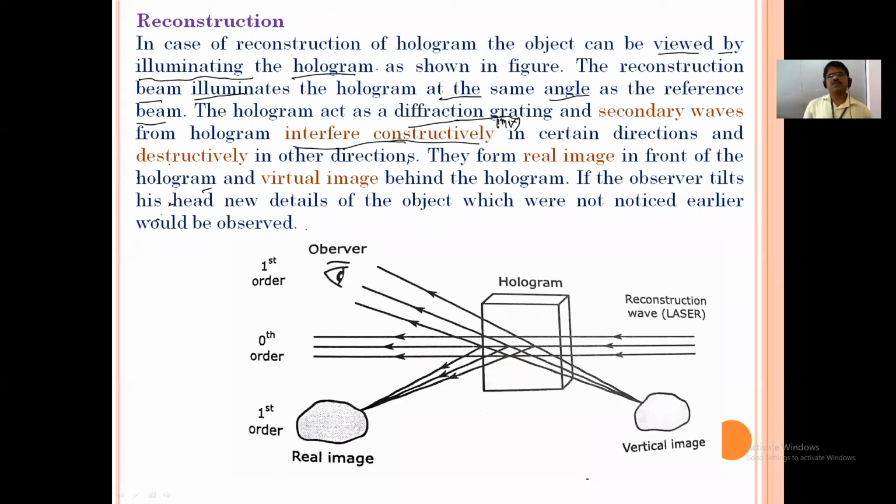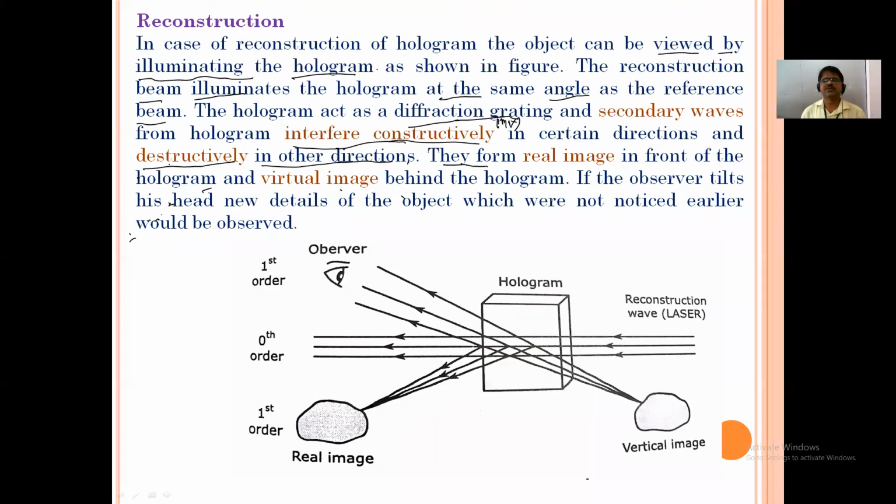Secondary waves from the hologram interfere constructively in certain directions and destructively in other directions. Once again, the hologram acts as a diffraction grating, and secondary waves from the hologram interfere constructively in certain directions and destructively in other directions. Full stop.